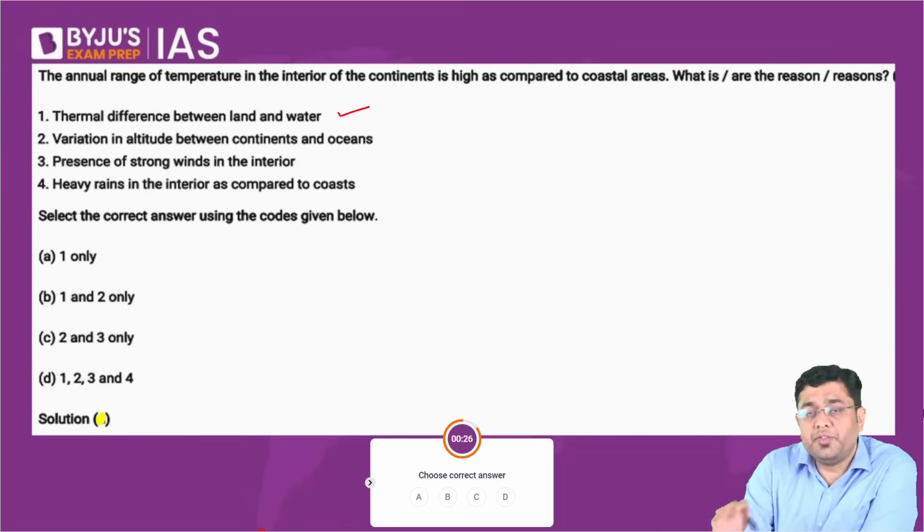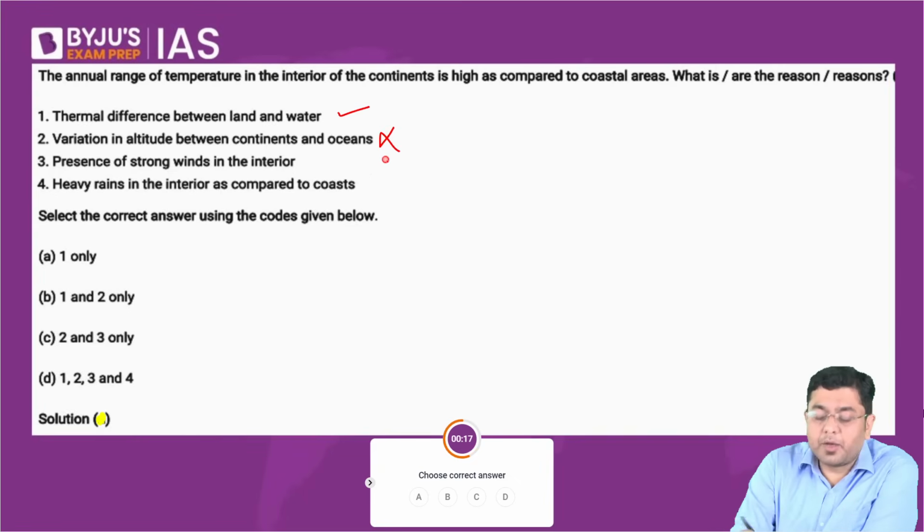For example, if you consider the region of Central Europe, in many areas it is close to around 50 meters or 100 meters below sea level. So there, this is an incorrect one. That is not responsible for the variation in temperature. So the second one is incorrect.